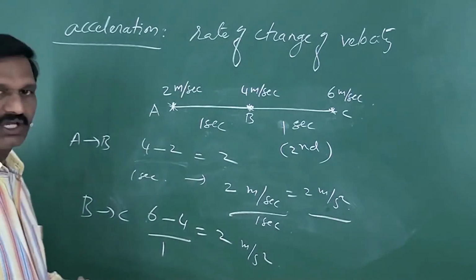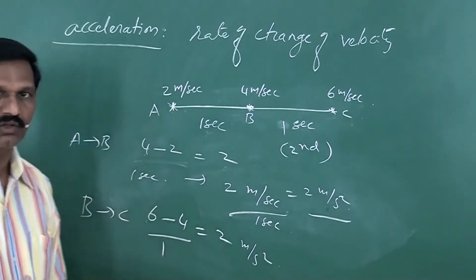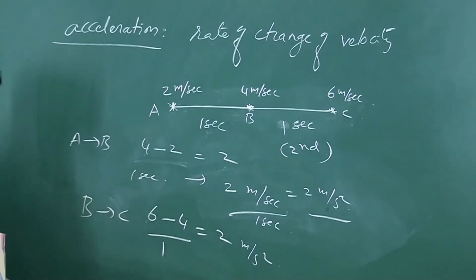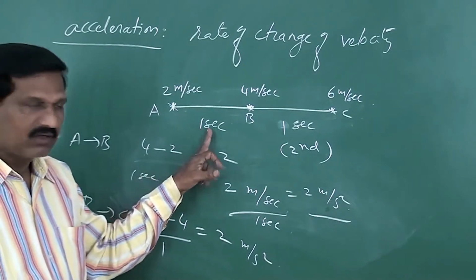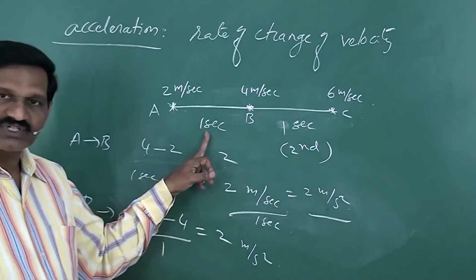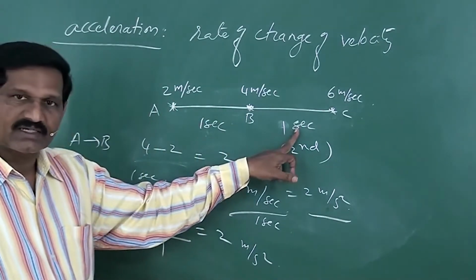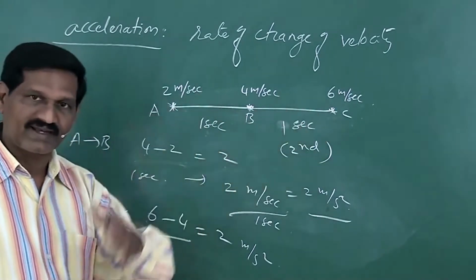In this way, change in velocity per second is called acceleration. Moreover, here if you take this time interval, 1 second, 1 second. During the first 1 second, the change is 2 meter per second. During the second, the change is 2 meter per second again.